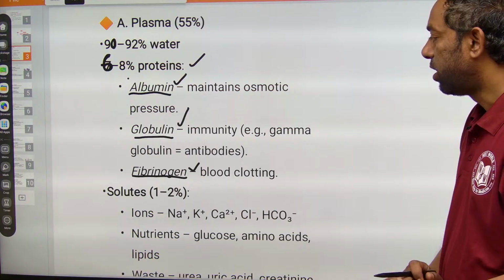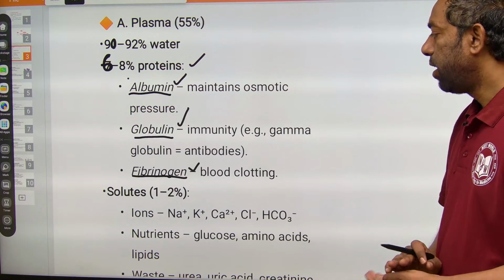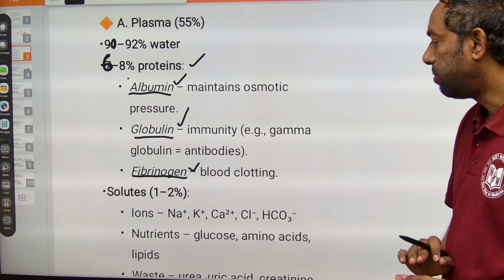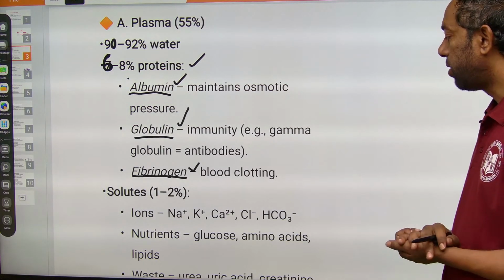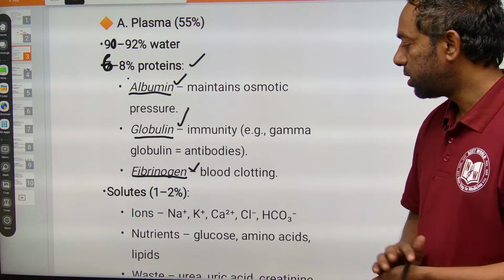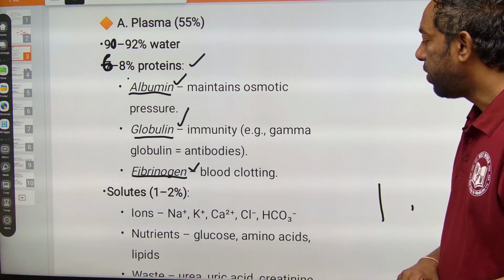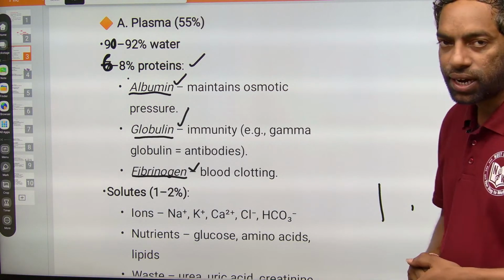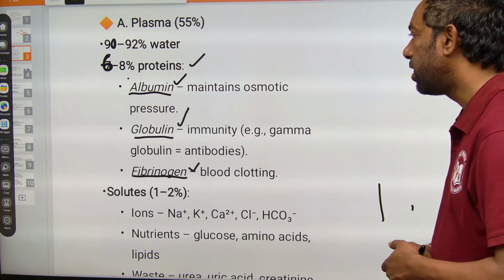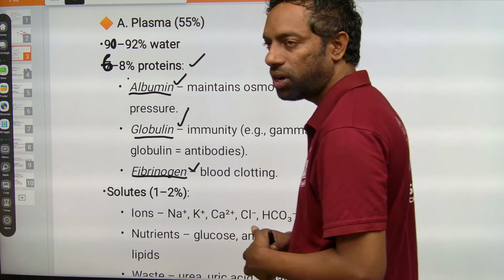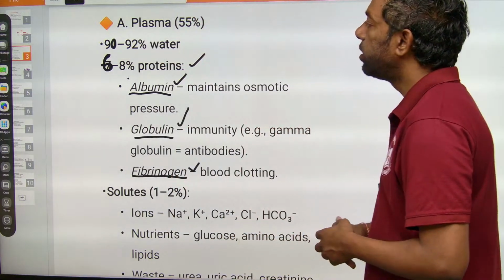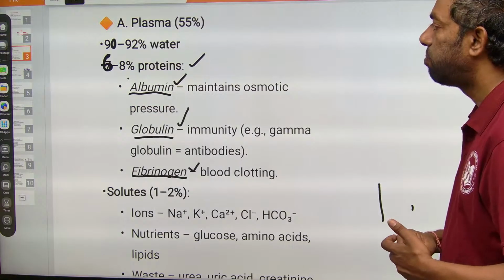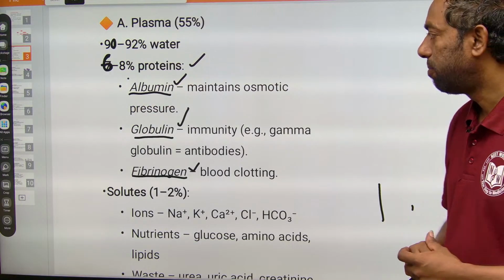Solutes are what? Ions like Na plus and K plus, calcium, chlorine and bicarbonates. Nutrients like glucose, amino acids and lipids are also there, and wastes like uric acid, urea and creatinine are also there in the plasma. Of course, there is a greater amount in the blood. We are going to discuss each of the proteins in the plasma.